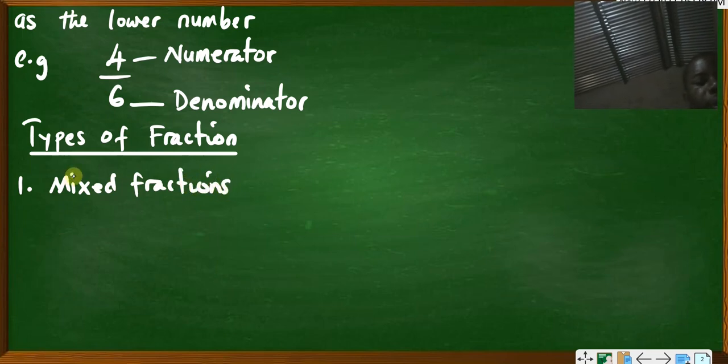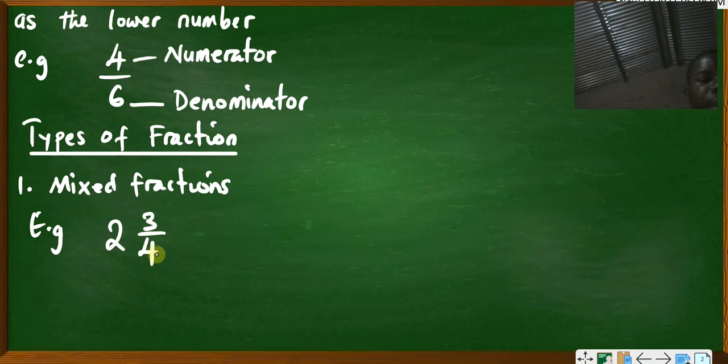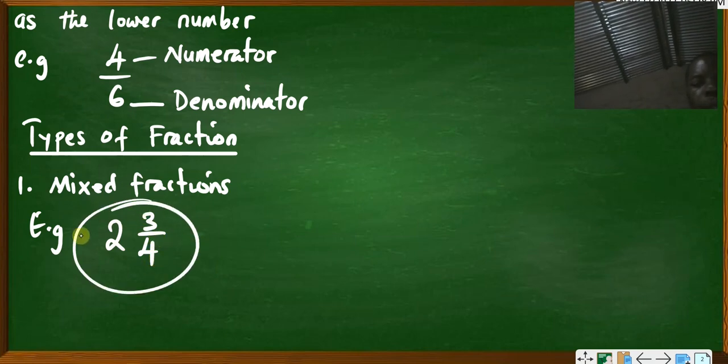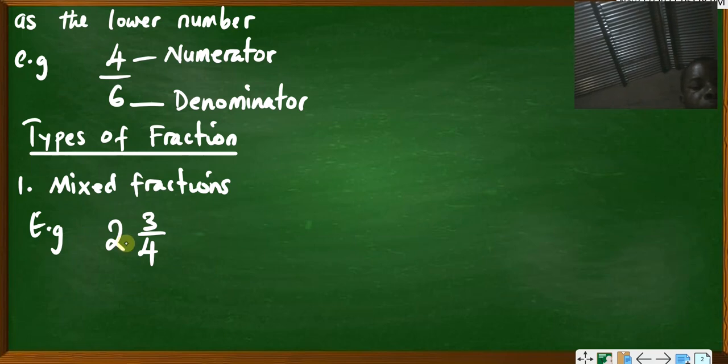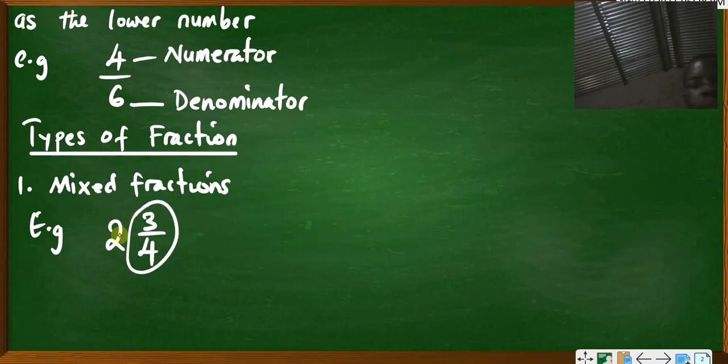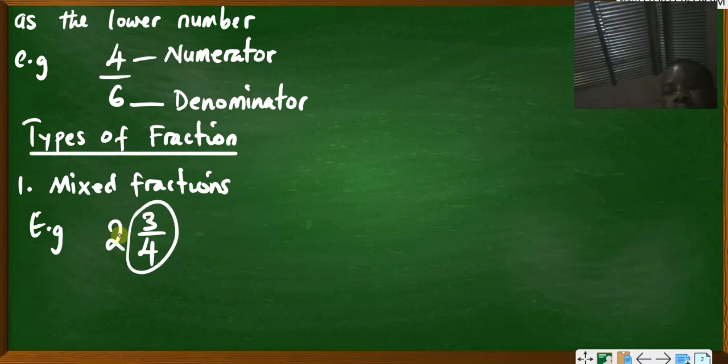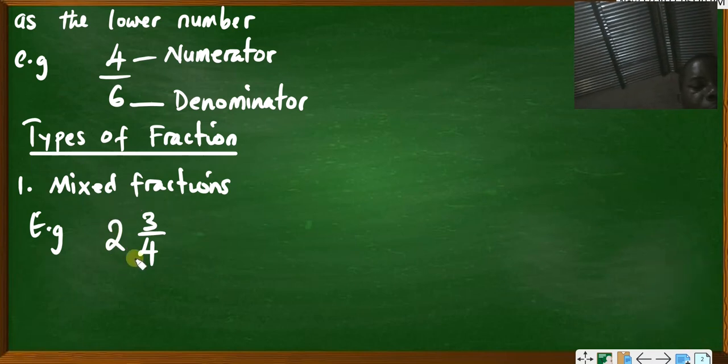So mixed fractions consist of examples. I will give an example, e.g. an example of a mixed fraction like this, 2, maybe I have 3/4. So this one is a mixed fraction. Okay, why? Because it consists of a whole number, this one, and also a fraction, this one here. That's why we say it is a mixed fraction. So this one is a whole number, this one is a fraction. So if you combine a whole number and a fraction, you create what we call a mixed fraction.